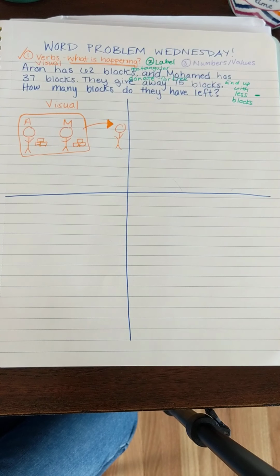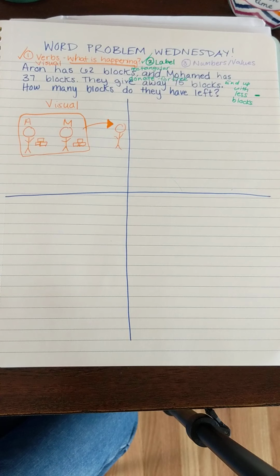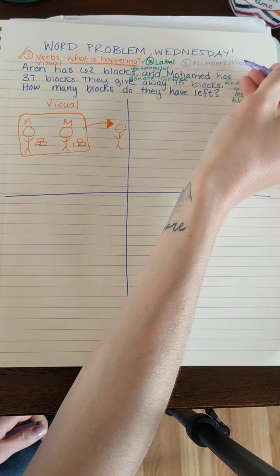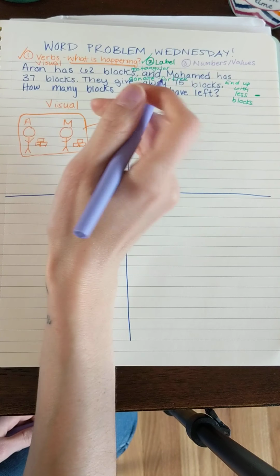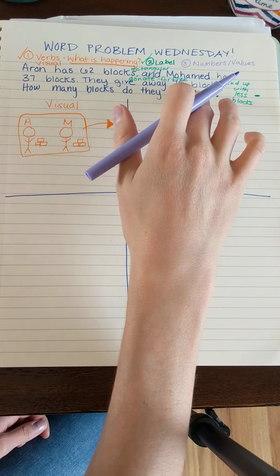Now I am on number 3. I read it the second time. I'm sure of what's happening, and now I'm going to add the numbers and values to my visual and finally decide if I'm adding or subtracting by reading the question as well.